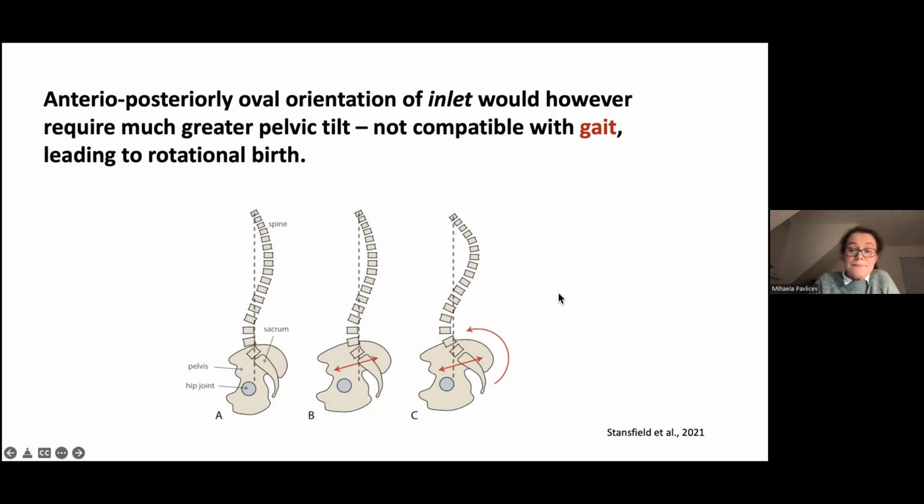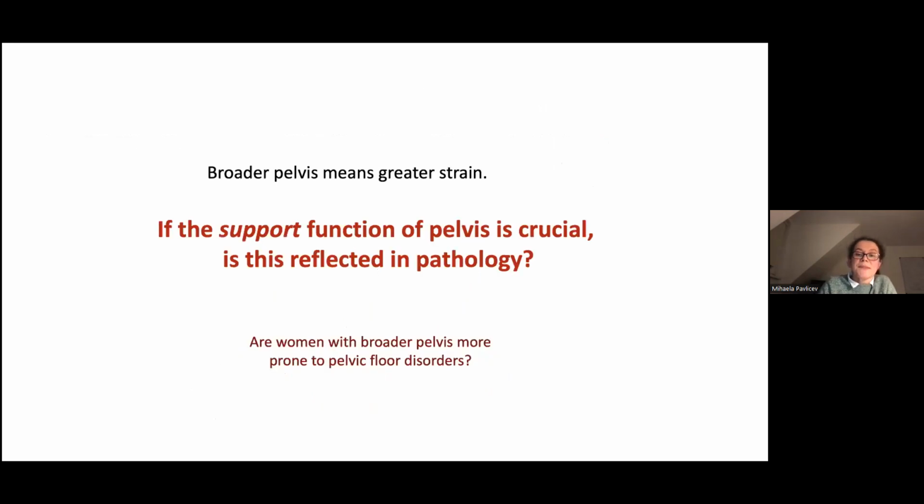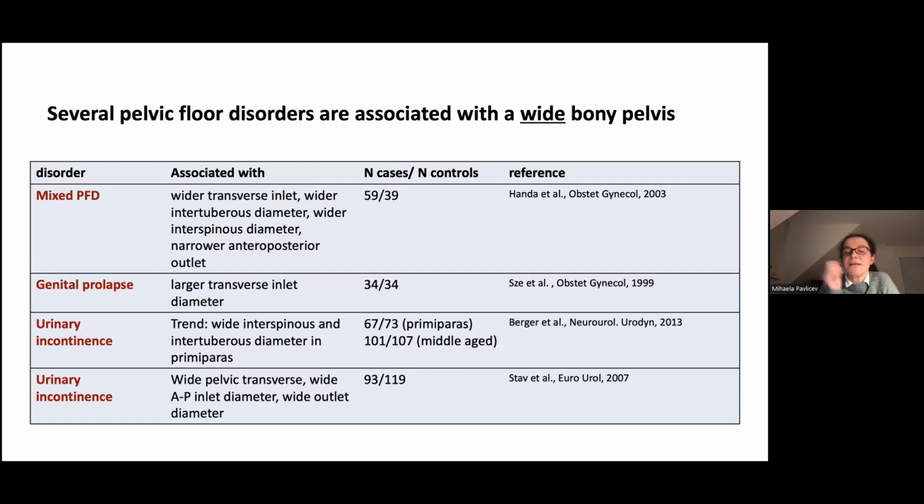All right. So we are, as you have probably noticed, back to gait actually playing a role together with the pelvic floor strength. So if the support function of the pelvis is crucial, is this really reflected also in pathology? If a broader pelvis actually means greater strain, so a laterally broader pelvis, do we see this? Are women with a broader pelvis more prone to pelvic floor disorders? And there seems to be quite good evidence for that.